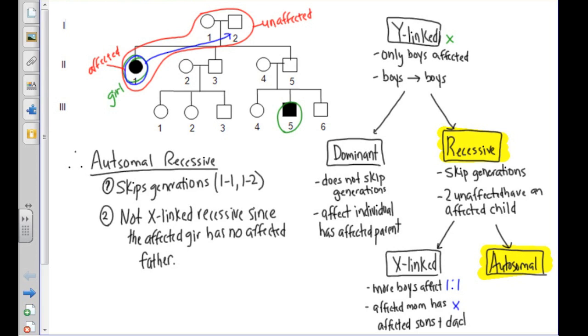Now that we're done determining the mode of inheritance, don't forget that we have to go back and fill out the genotype of all individuals affected. Because we decided that our pedigree is autosomal recessive, we don't need to use the X and the Y chromosome. Autosomal means that it is on chromosomes number 1 through 22, and recessive means the recessive allele. So this girl has a genotype of aa, and this male that's affected also has the same genotype of aa.